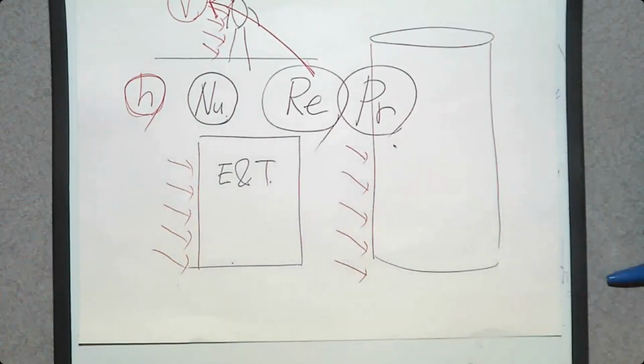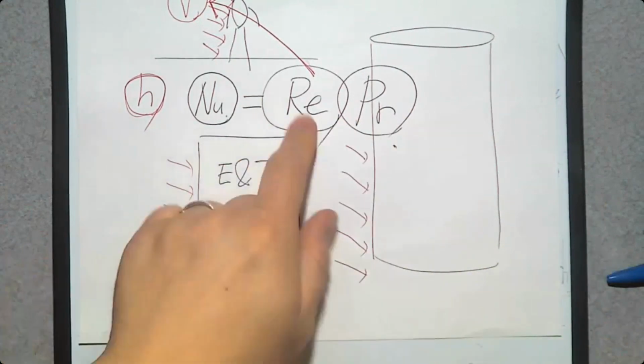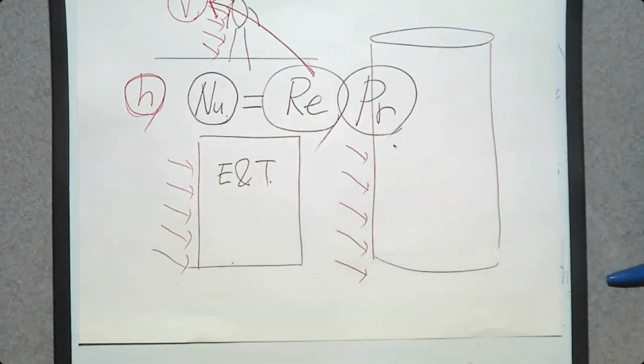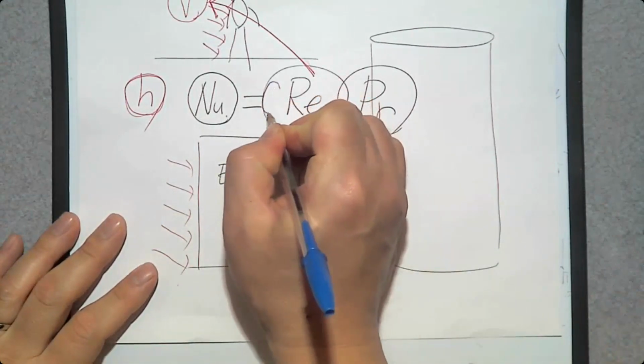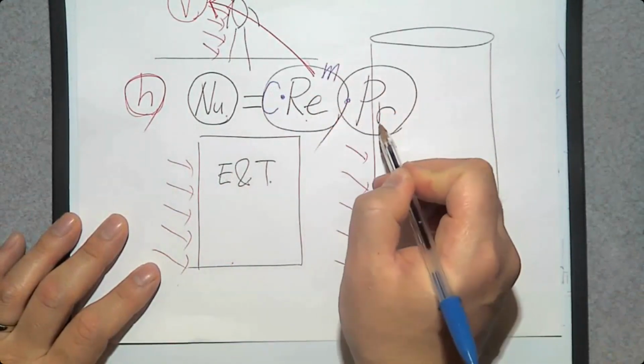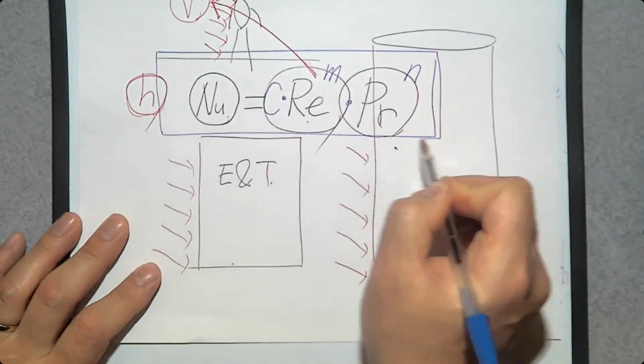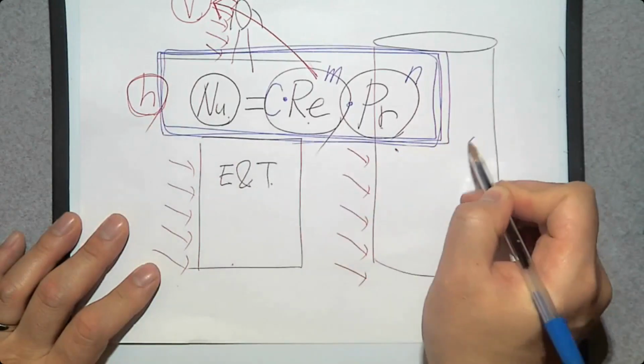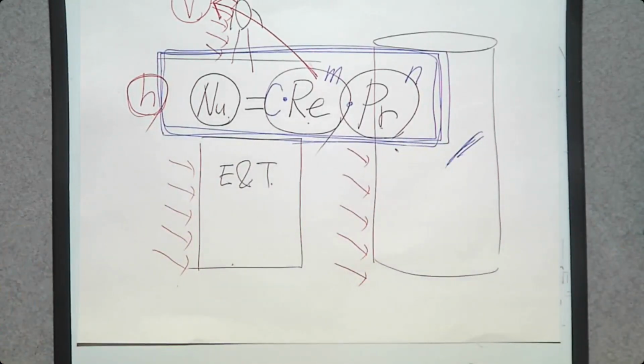So let me give you just the basic equation. This Nusselt number that represents H is going to be a function of Reynolds number and Prandtl number. And we need to have some coefficient, that is coefficient C times Reynolds number to the power m times Prandtl number to the power n. So this is a typical Nusselt number correlation.